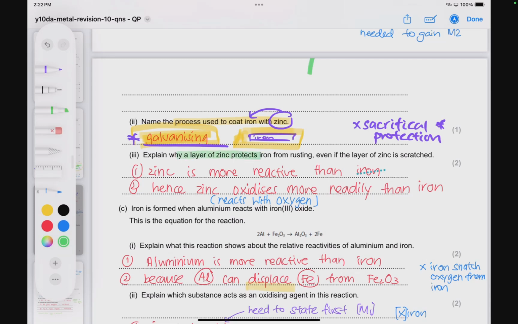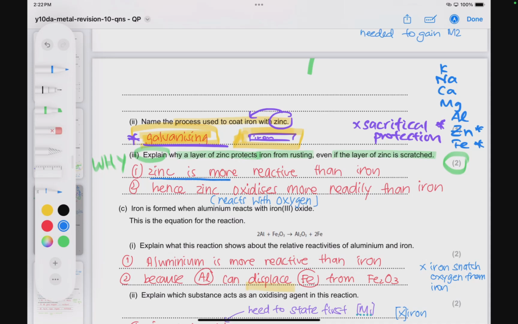All right, next one. Explain why a layer of zinc protects iron from rusting even if the layer of zinc is scratched. Okay, so here you need to explain, so you need to talk about the why. Again, 2 marks, so 2 points. First, if you already have memorized the reactivity series, which my version is quite interesting, okay, but I'm not going to share with you until you share with me your version. Okay, and then we've got aluminium and then zinc, and then followed by iron. Okay, so zinc is above iron, so zinc is actually more reactive than iron.